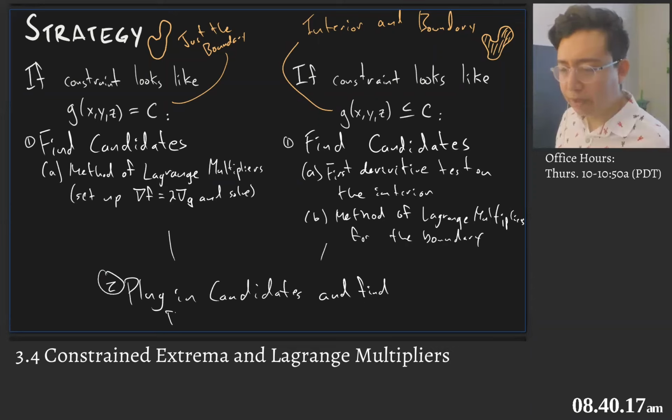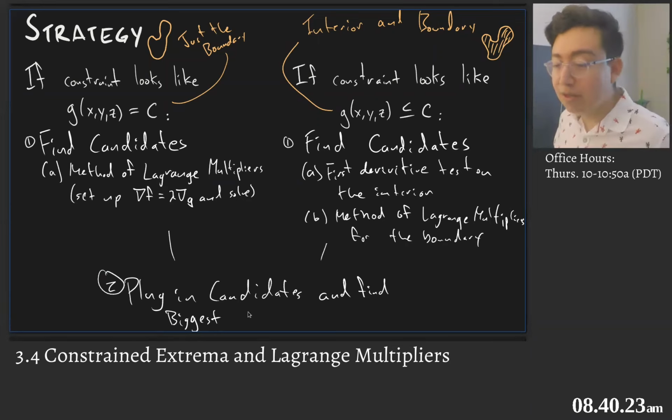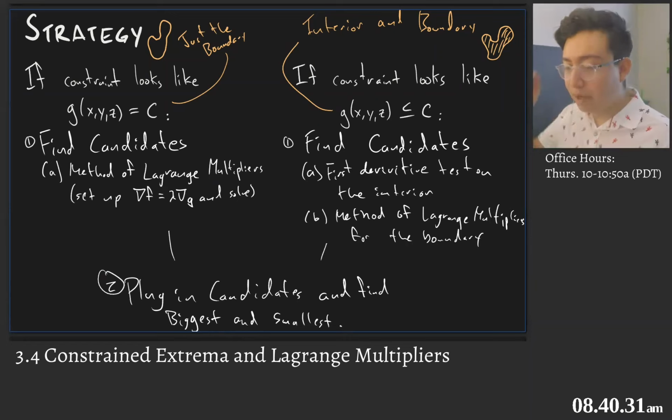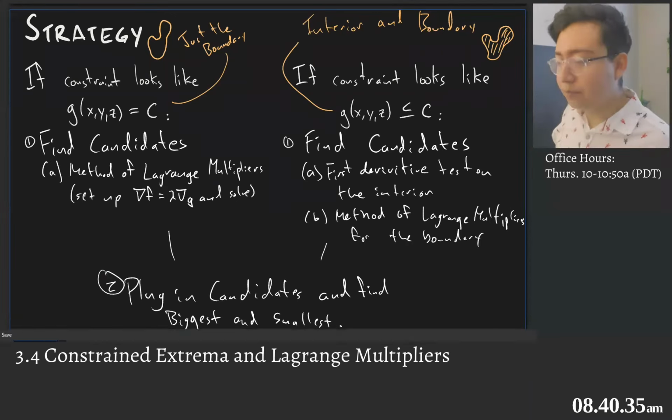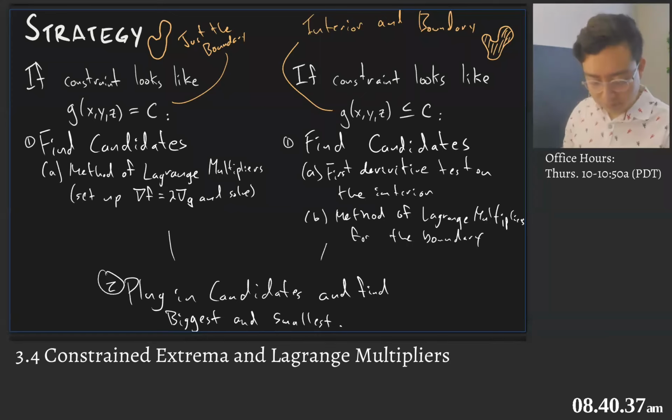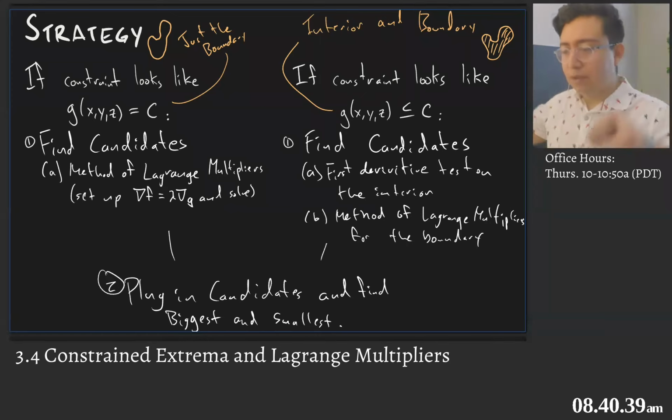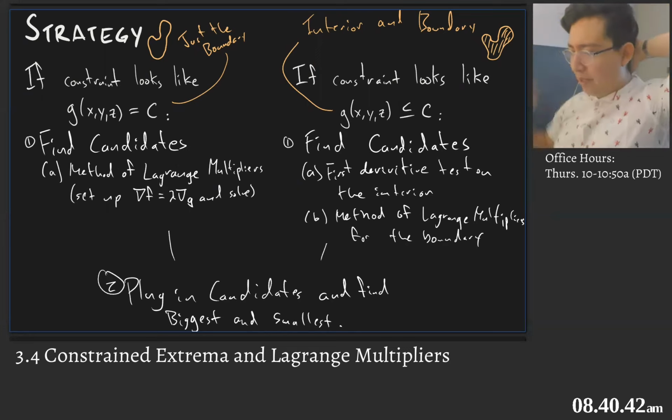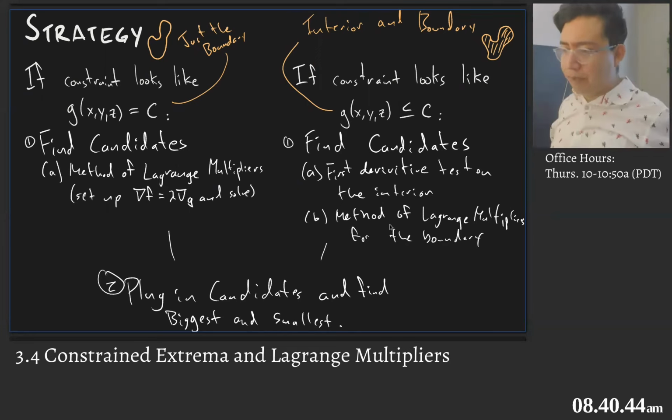Remember, ultimately both of these methods are for finding extrema, and so we're going to look for the biggest and the smallest when you plug in these candidates, and that's going to give you your maximum and your minimum, respectively. Okay, cool. Any questions on this outline? My handwriting isn't great, so let me know if you need me to clarify any of these steps.